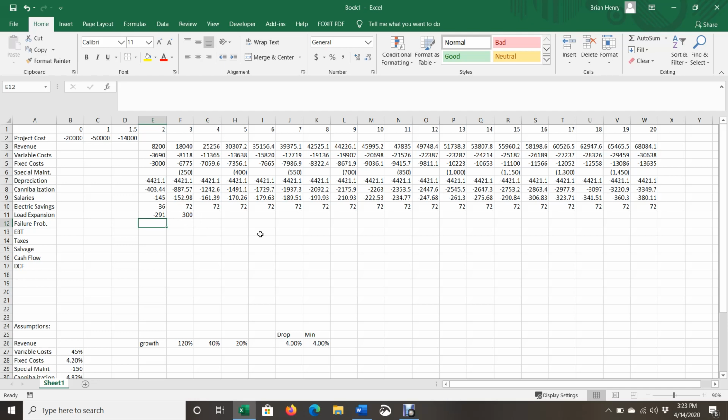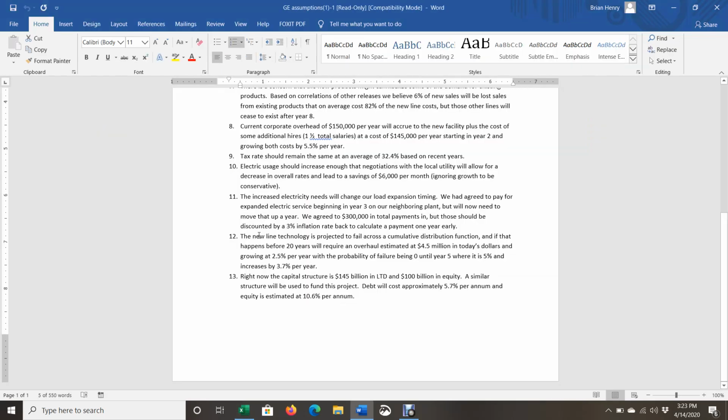then I've got another weird one here. So I've got that the technology we're using is projected to fail across a particular distribution. It'll cost us $4.5 million, growing at 2.5%. The failure rate doesn't start being a problem until year 5. At that point, there's a 5% failure rate, and then that failure rate increases by 3.7%. And so basically, we're going to build in an expected value model to price in the risk of this failure.